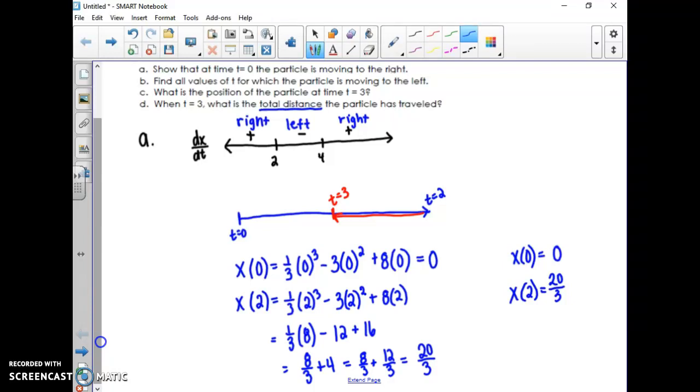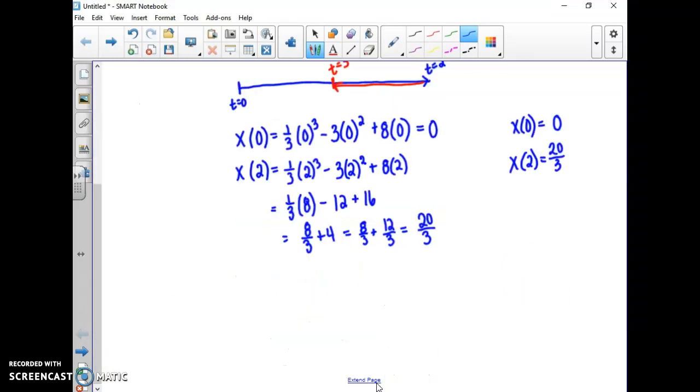And then we already had to find the position of the particle at time t equals 3. That was the answer for part C. And for part C, whenever we found x of 3, there we got 6. Okay, so the position at t equals 3 is 6. So we don't have to plug that in because we already did that on part C.